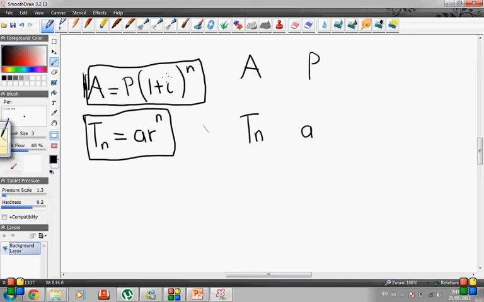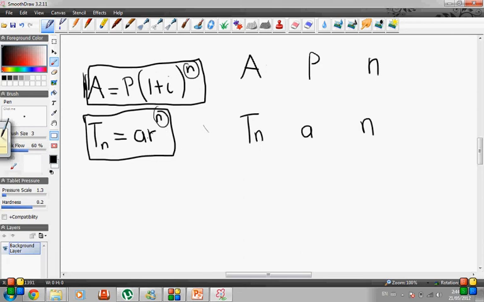And finally, actually let's go on to the exponent. The exponent n here and n here, that's pretty obvious. So n here is the same as n here. The number of compounding periods is the same as the number of terms for compound interest versus geometric sequences.